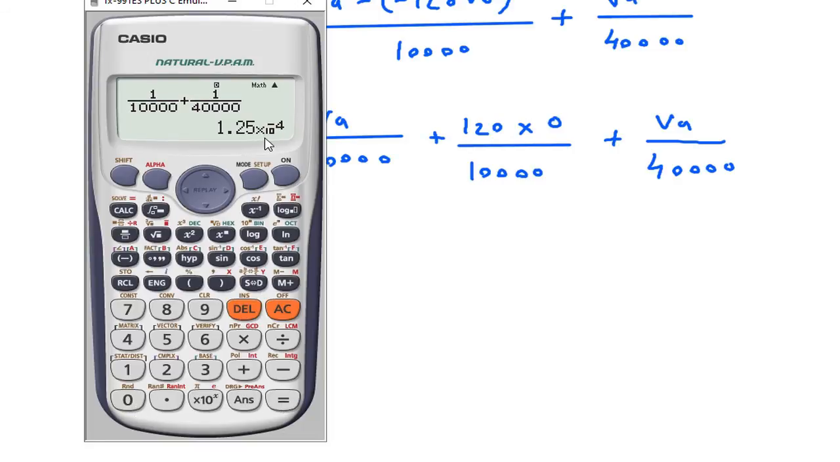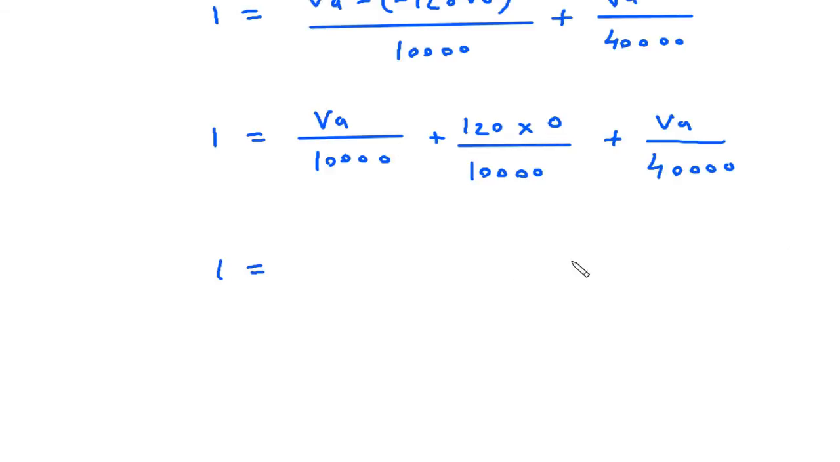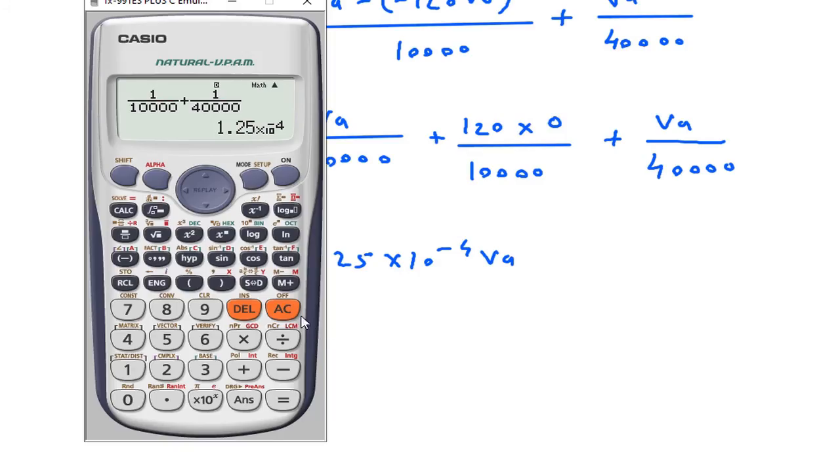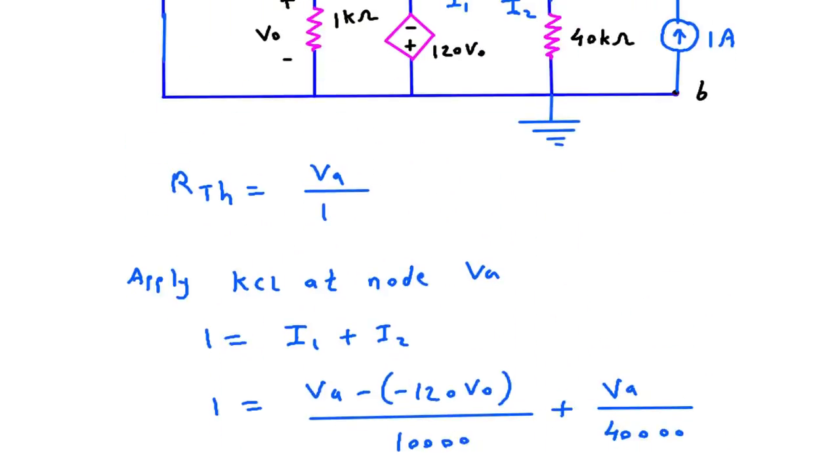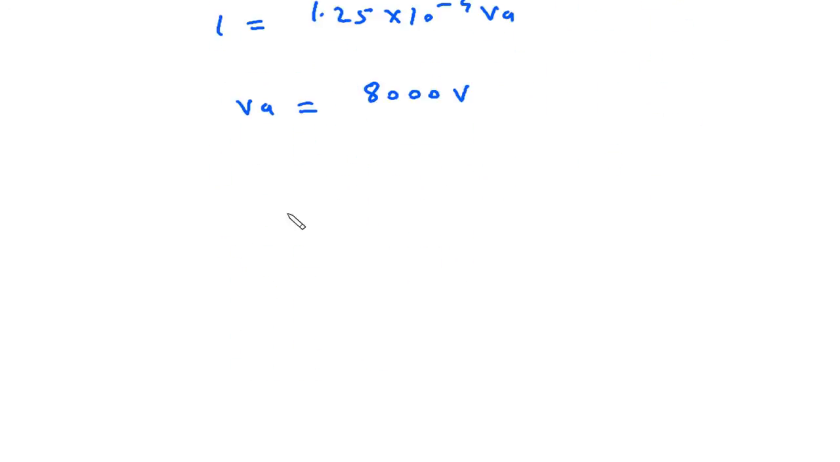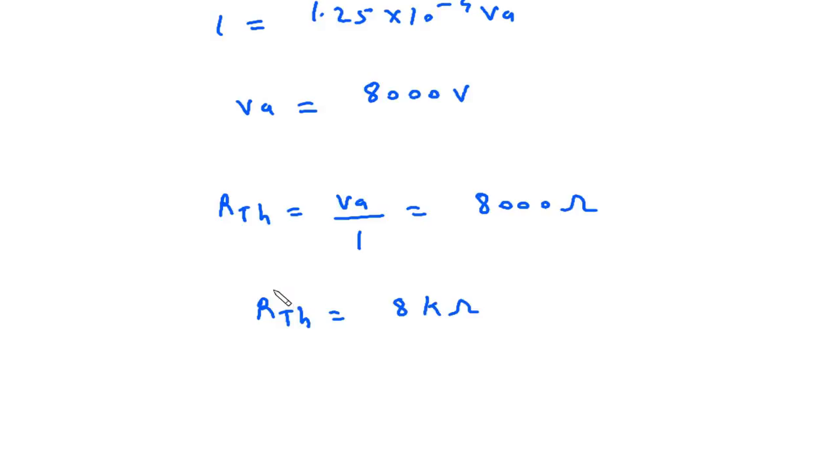So this is 1.25 into 10 raised to the power minus 4 VA. Therefore VA is equal to 1 by this answer, so it is 8,000. VA is equal to 8,000 volt. From this, RTH is equal to VA by 1. So this is equal to 8,000 by 1. So 8,000 ohm is the value of RTH. So it is 8 kilo ohm.